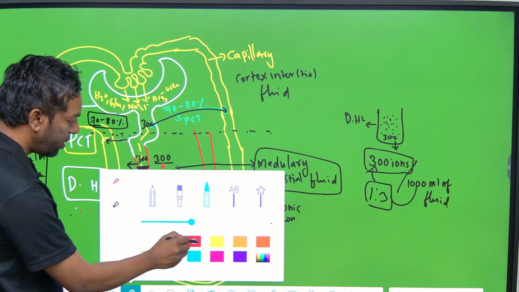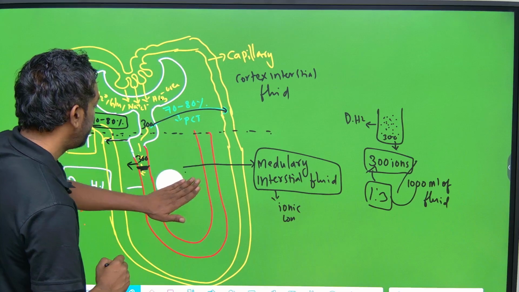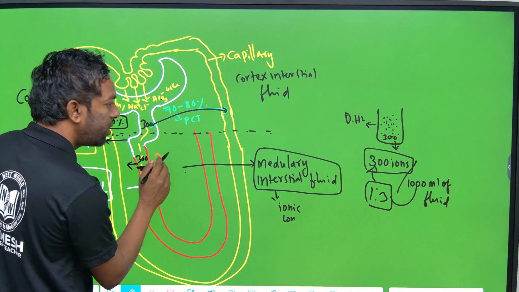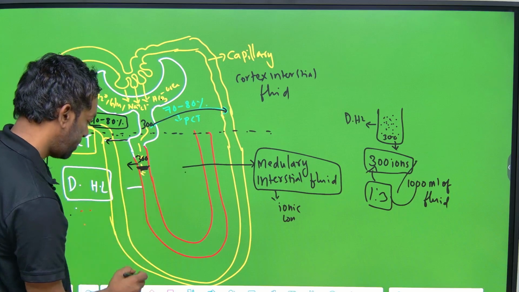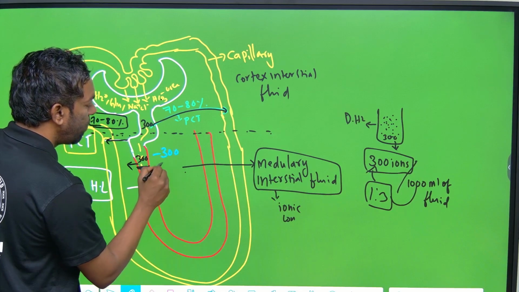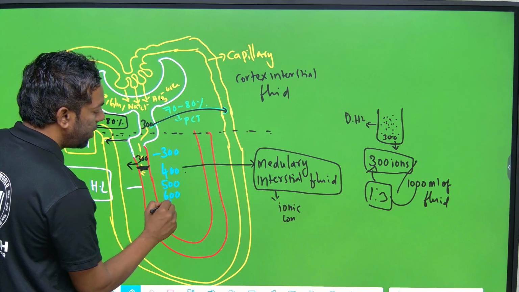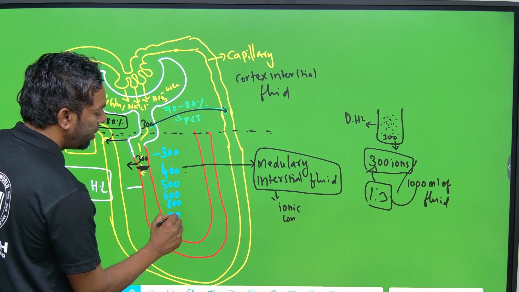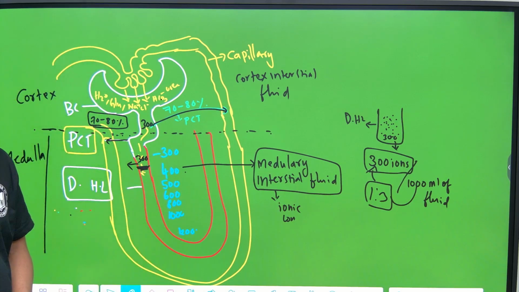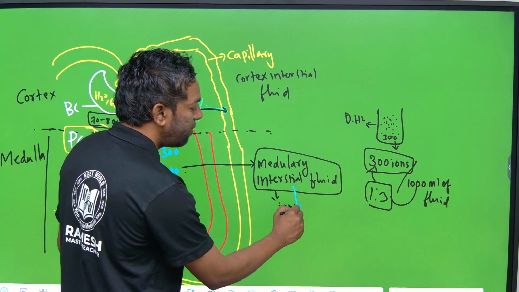I will give you another color for your observation. The medullary interstitial fluid has a concentration of 300, 400, 500, 600, 800, 1000 and finally 1200. This is the concentration gradient, the ionic concentration in the medullary interstitial fluid.